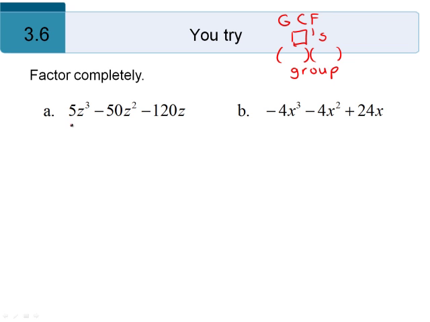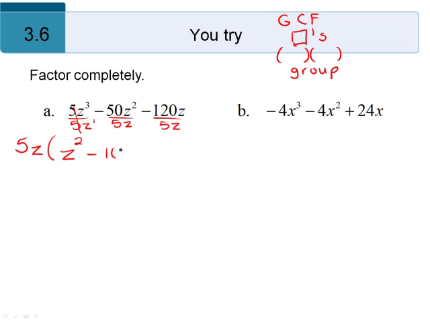So look at letter A here. The first step is to look for a GCF. Well, 5 will go into 5, 50, and 120. So we're going to bring out a 5, and then look at the z's, the variables. The smallest one is z. So that's our greatest common factor. And then we go back and we divide it into each term. Okay? So the 5's cancel. Z to the third over z to the first. Remember, subtract the exponents. That's going to give you z squared.